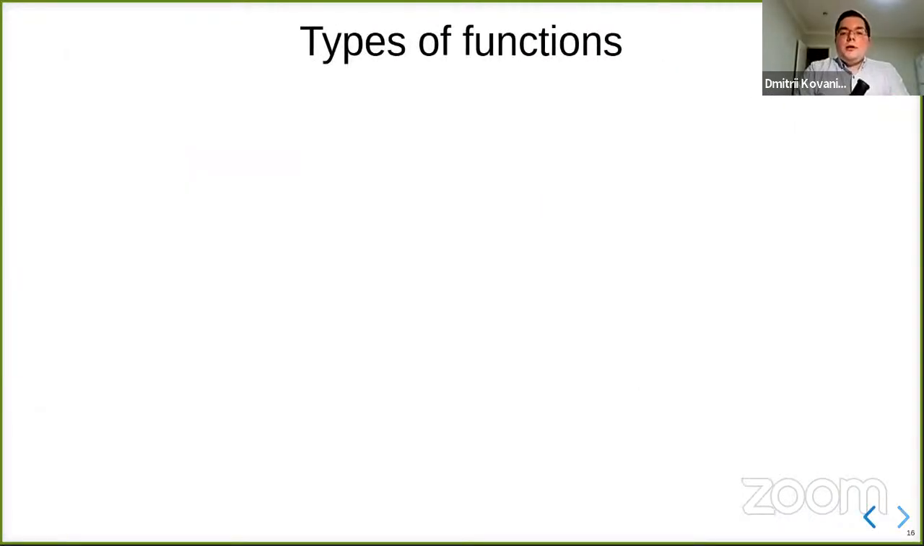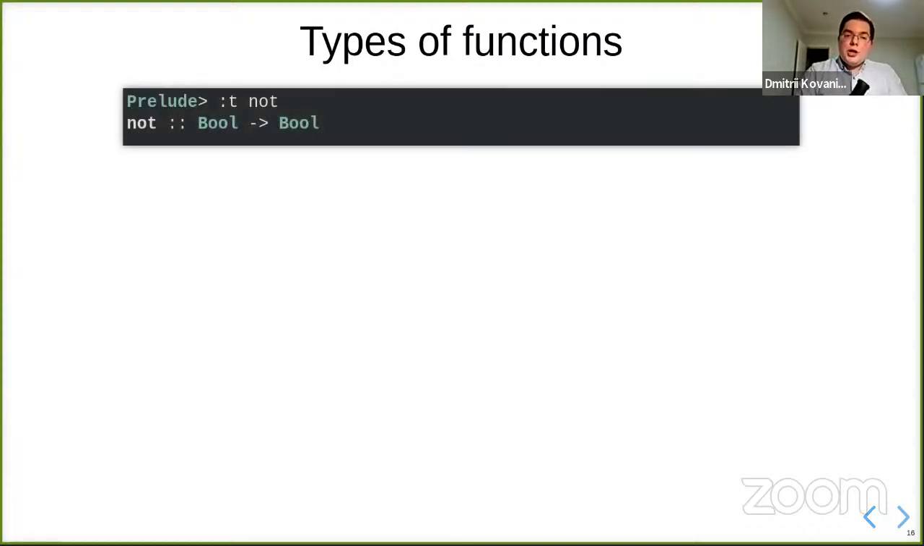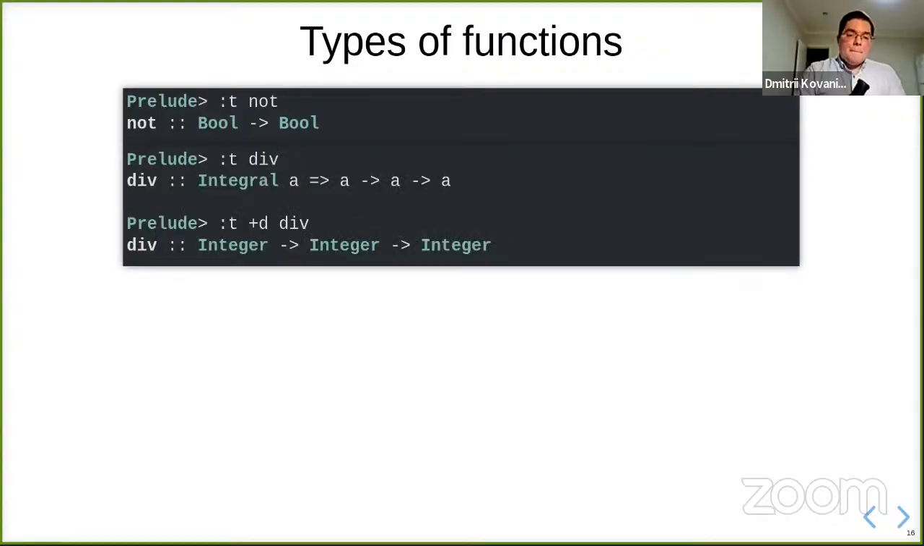Okay, we checked the types of simple expressions. Let's now check the types of functions. If you check the type of function not, you will see there is an arrow, with Bool on the left side of the arrow and Bool on the right. What it means is that it's a function that takes a Boolean value and returns a Boolean value, just takes a single argument and returns a single result. Well, it makes sense, not of a single Boolean value.